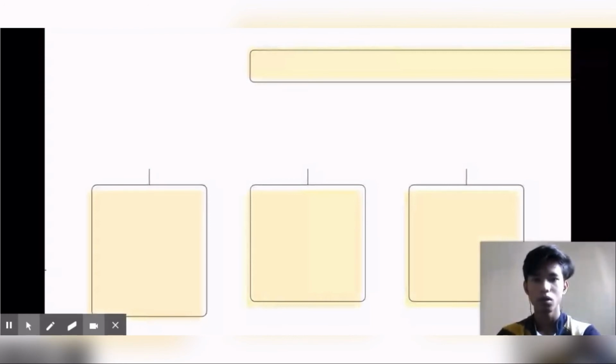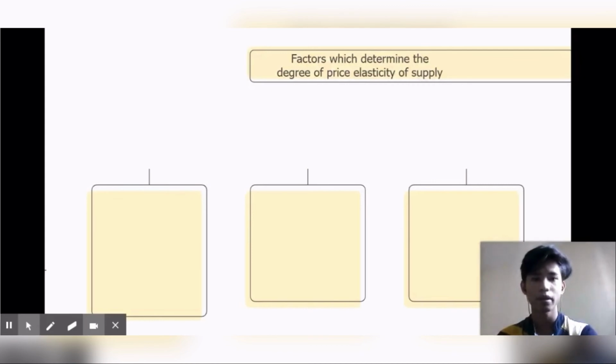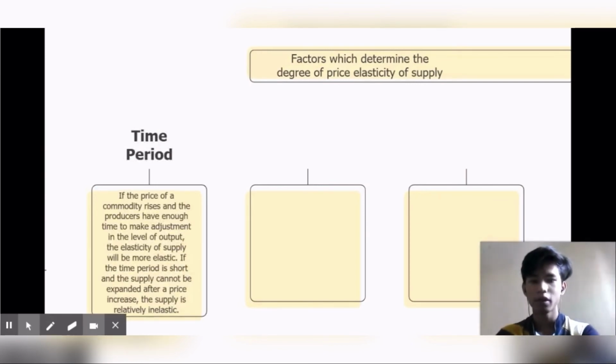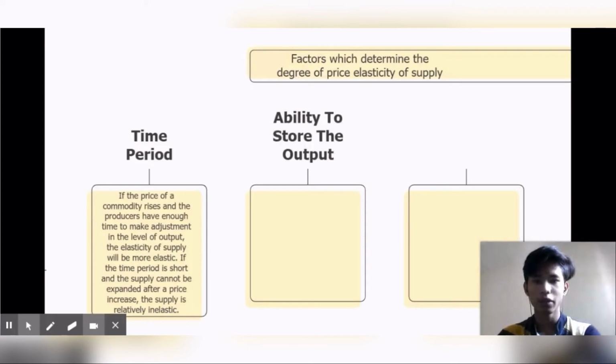Factors which determine the degree of price elasticity of supply. The first factor is the time period. If the price of the commodity rises and the producers have enough time to make adjustments in the level of output, the elasticity of supply will be more elastic. But if the time period is short and supply cannot expand after a price increase, the supply will be inelastic.